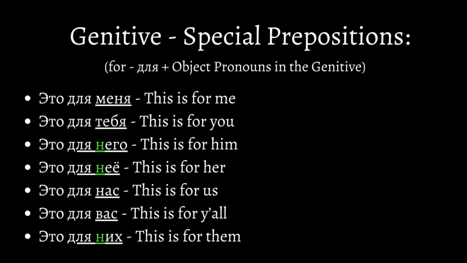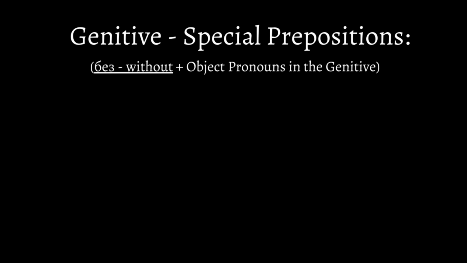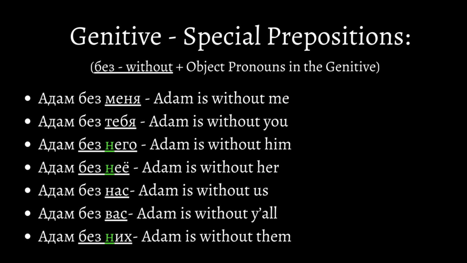Just like with possession, the same thing can be done with a preposition like without, which is без. This preposition expresses a form of absence, which is why it is used in the genitive. Адам без меня. Адам без тебя. Адам без него. Адам без нее. Адам без нас. Адам без вас. And Адам без них. Don't forget about the consonant N. This is how special prepositions work in the genitive. They all correlate to possession or absence.